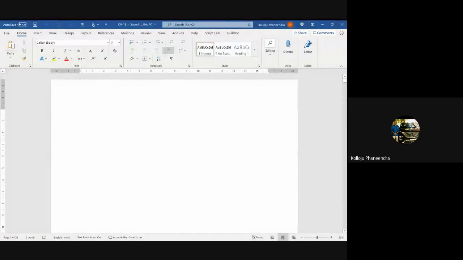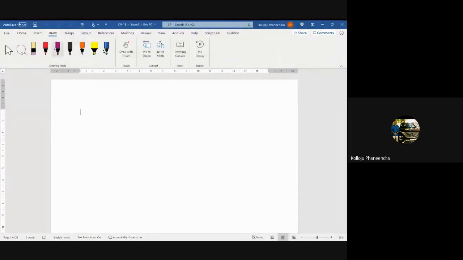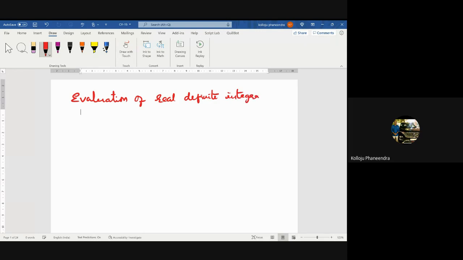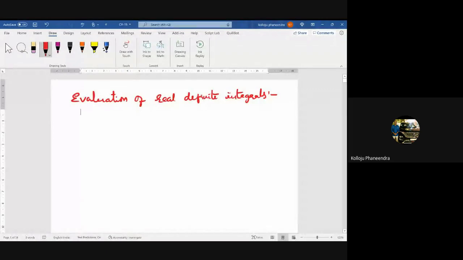Next topic is evaluation of real definite integrals. Real definite integrals. Here, see, there are two types of integrals in your syllabus. First one is case 1.